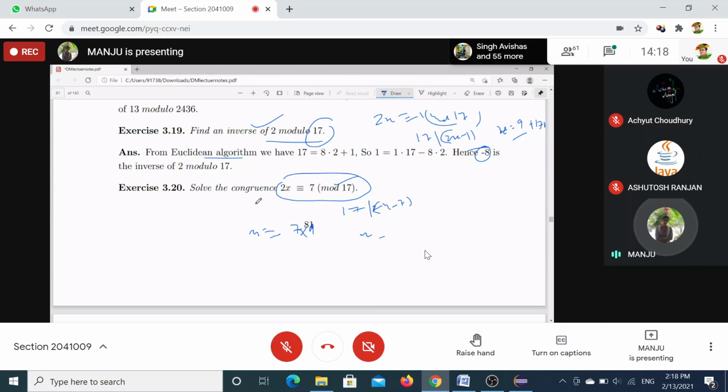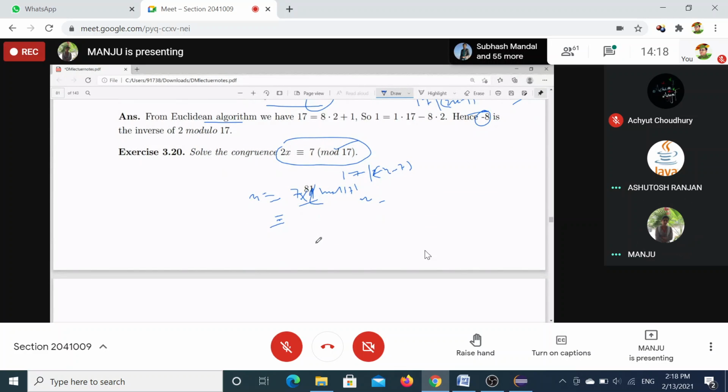So 9 into 2 gives you 1 into x, that is x is congruent to 7 into 9 modulo 17. So this is 63 modulo 17. If you want to reduce that, what is the answer? 12, right? 63, that is 17 times 3 is 51. So 12 will be the answer. For other solutions, you can add 17k. Okay. Yes, ma'am.